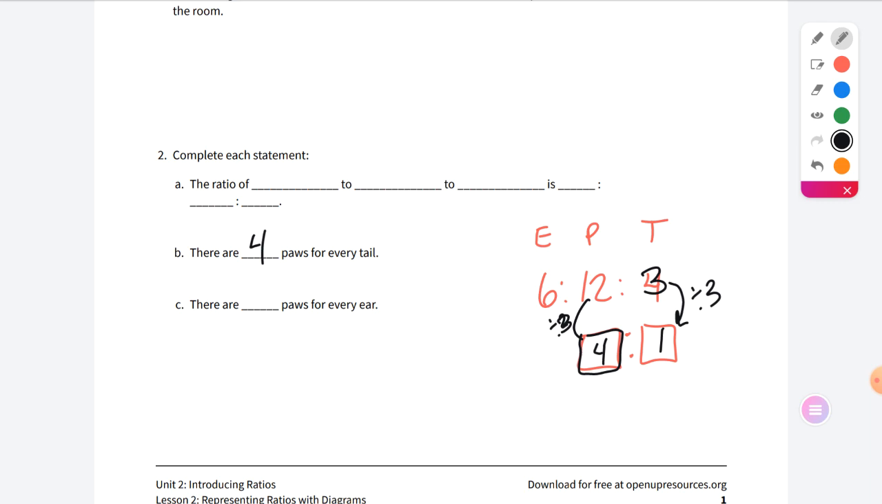There are blank paws for every ear. So on this one, I'm just focusing on 6, which is my ears, and my paws, which was 12. This says every ear, which means I need to get my ears to 1. Noelle, how do I get from 6 to 1? Divide by 6. What's 12 divided by 6? 2. As long as I do the same thing to both sides, it's equivalent. So there are 2 paws for every ear.